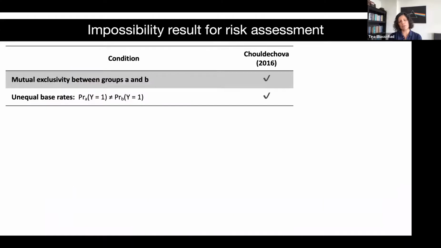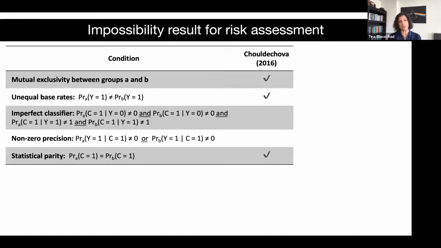So what happened in terms of these impossibility results for risk assessment was that Chouldechova, in a seminal paper in 2016, published the following. She said, suppose I can divide my population into two groups, females and non-females, and suppose that I have unequal base rates. Suppose that the probability of getting breast cancer is not the same between my males and females. And then she also assumed statistical parity. Suppose that for the classifier, the machine learning model that you're learning, the probability of it saying that somebody has breast cancer is independent of whether they are female or non-female.